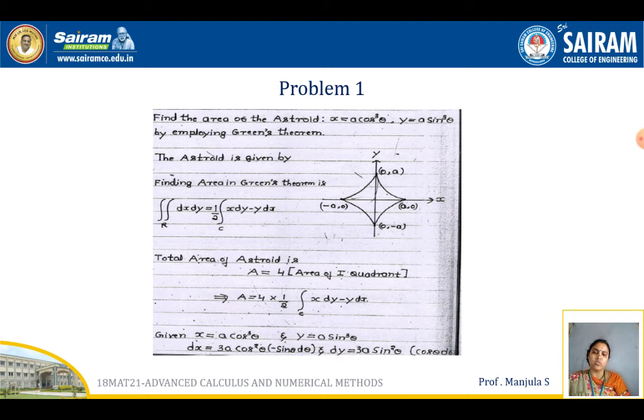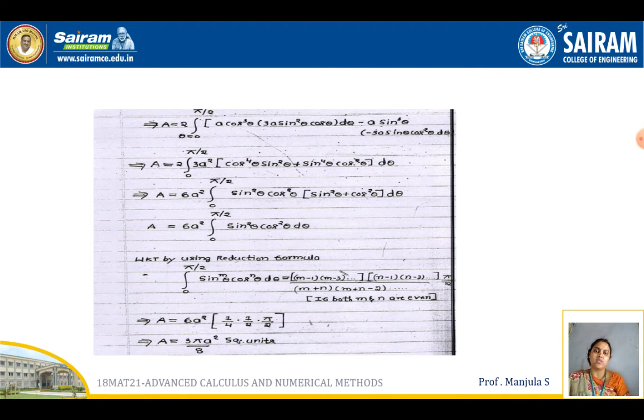You just do the derivative, that is dx is 3a cos square theta into minus sin theta d theta, and dy is 3a sin square theta cos theta d theta. Substitute these values x, y, dx, dy, all in terms of theta. You just substitute in that equation, and the value of theta in the first quadrant varies from 0 to pi by 2. You do a little simplification inside the integral, so that the equation becomes: A equals 6a square integration from 0 to pi by 2 of sin square theta cos square theta with respect to theta.